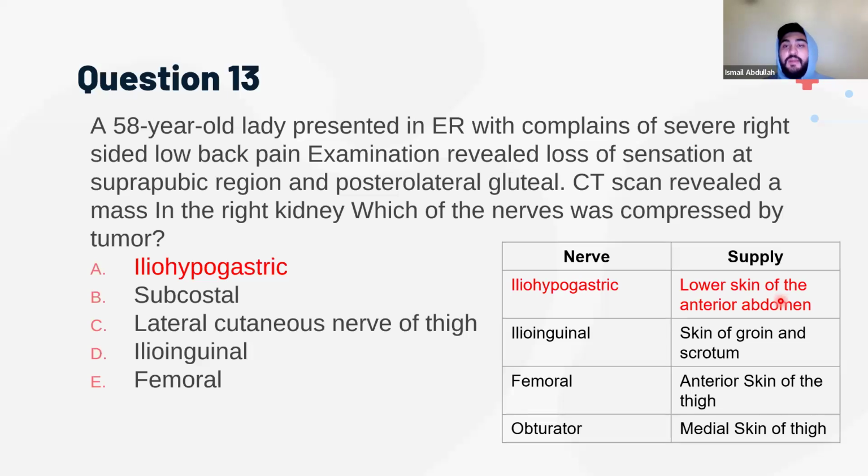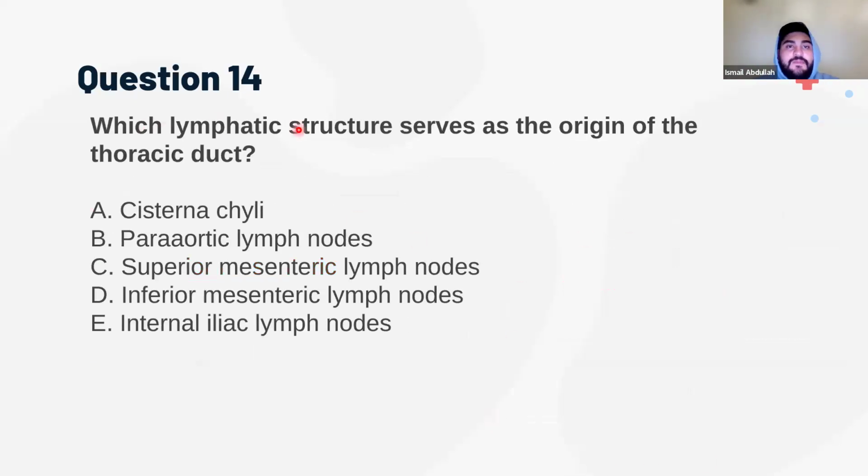That's going to be the iliohypogastric. The ilioinguinal is going to give sensation to the skin of the groin and the scrotum as well. The femoral, as I mentioned earlier, is going to be the anterior skin of the thigh, and the obturator will be the medial skin of the thigh. But anything in the lower portion of the abdominal wall, like the suprapubic region, is going to be supplied by the iliohypogastric. Okay. So moving on.